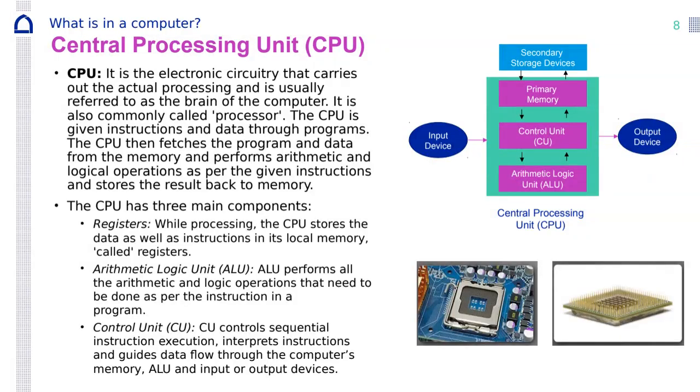What are the three main components of the CPU? We have something called registers, and you have to know them, please. Registers: while processing, the CPU stores the data as well as instructions in its local memory called registers. Registers is a special type of memory located on the CPU.